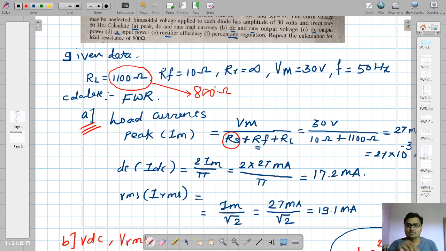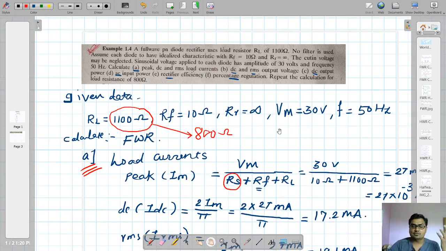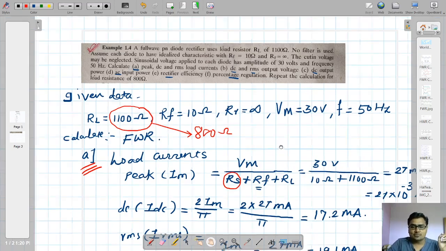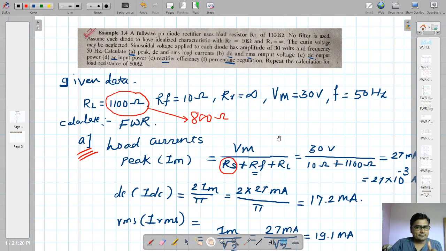That's what they actually want. So see, in the single numerical, we have calculated almost all the parameters. We have understood what is percentage regulation and how to calculate rectifier efficiency, and all those parameters that we have derived already. If diode resistance is given, we have to use it. If RS, that is the secondary winding resistance, is not given, then don't use it. Don't even try to assume it at all. So this is about the full wave rectifier with those parameters.